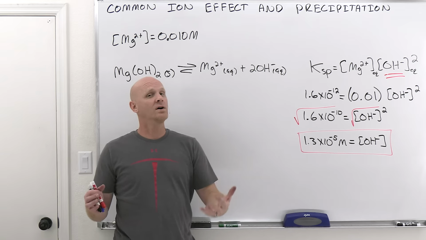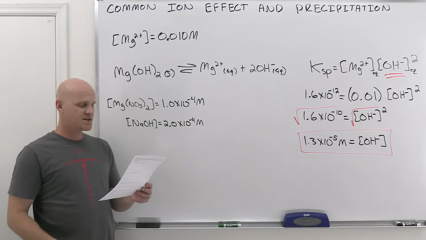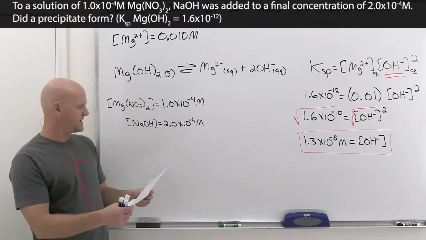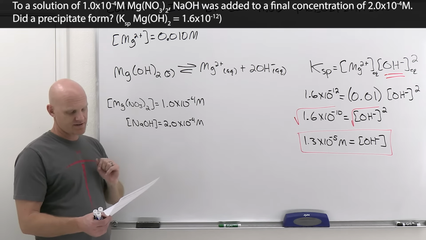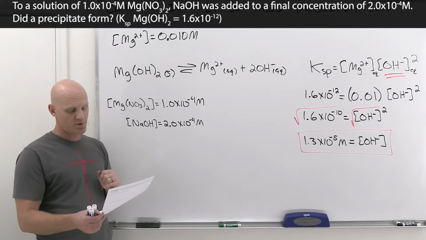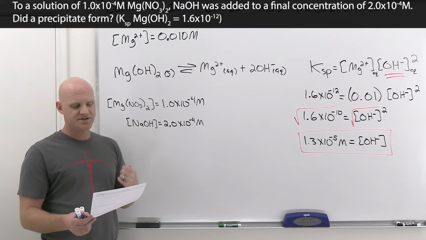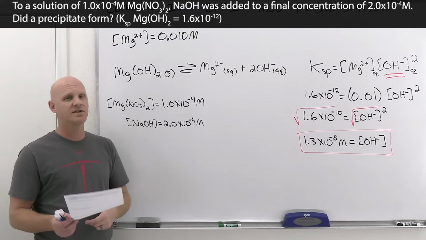Cool, let's see how else we might see a precipitation question. All right, so next way these could be asked. Next question says, to a solution of 1.0 times 10 to the negative 4 molar magnesium nitrate, NaOH was added to a final concentration of 2.0 times 10 to the minus 4 molar. Did a precipitate form? And then once again, the Ksp of magnesium hydroxide is provided.